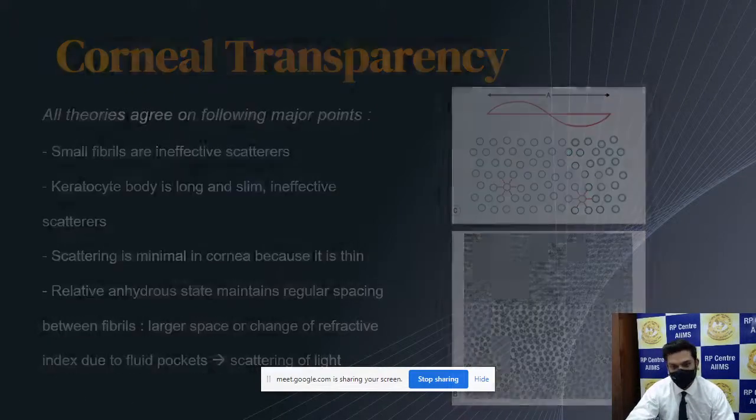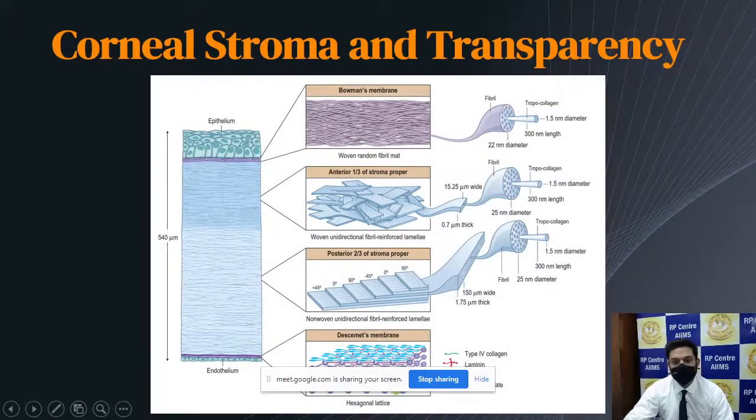So I'll be talking about the anatomy of cornea and limbus. Start from slide 1. I'll be speaking on embryology and development, structural considerations of the layers of cornea, the corneal transparency theories, blood and nerve supply of cornea, and the anatomy of limbus.